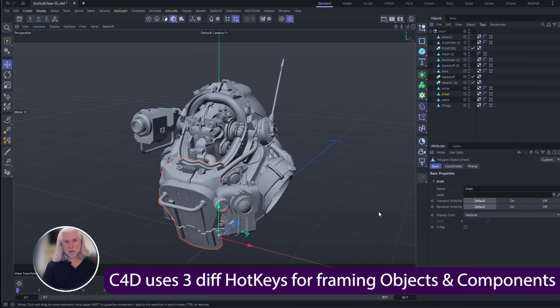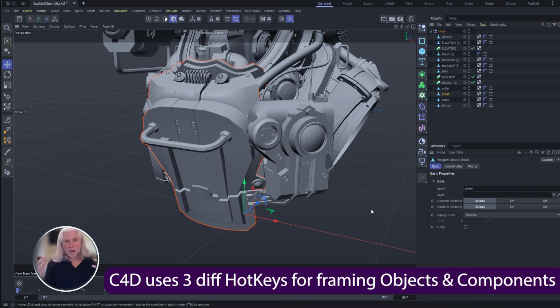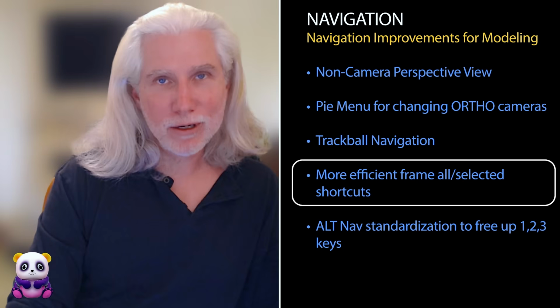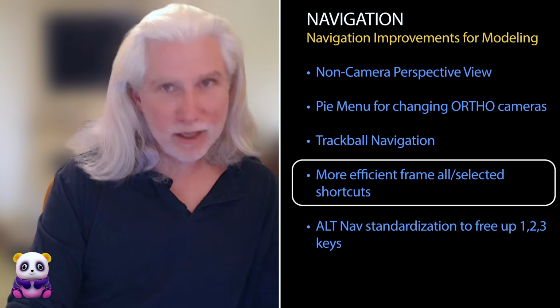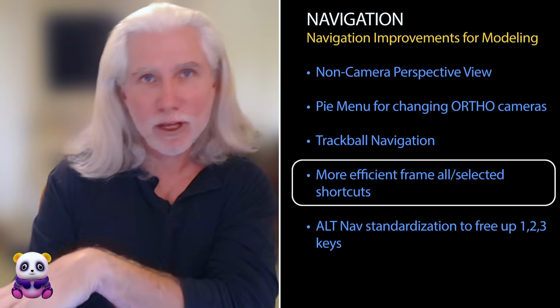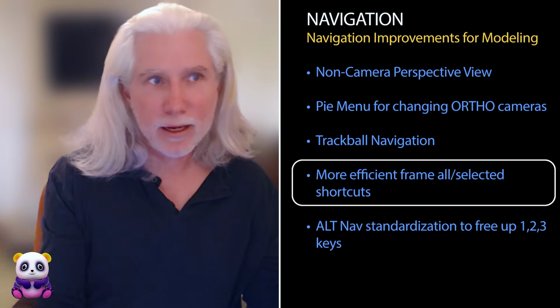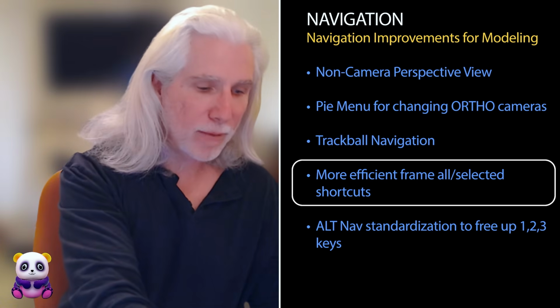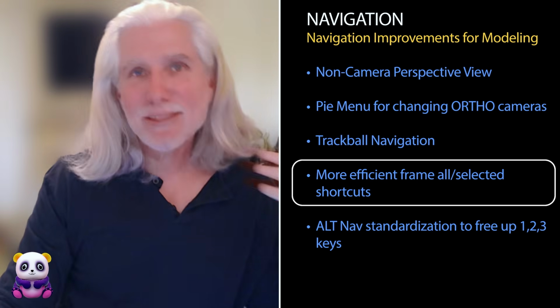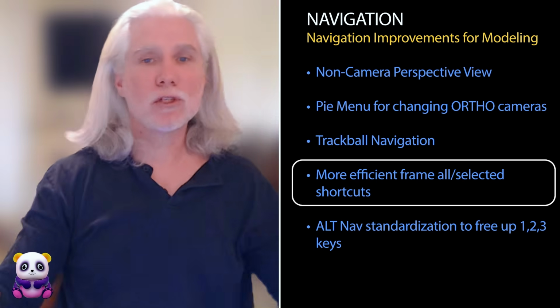If I want to frame just the selected geometry, item, not components, item, I have to press O. O makes me look at the keyboard. I have to look at the keyboard to press O, because I just can't reach O with my left hand, or I have to take my right hand off the tablet pad or mouse to press O. That's not good. You don't want to do that. It takes you out of the flow state.